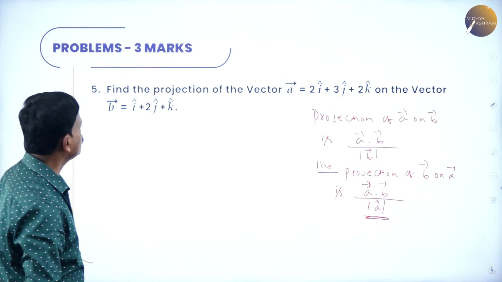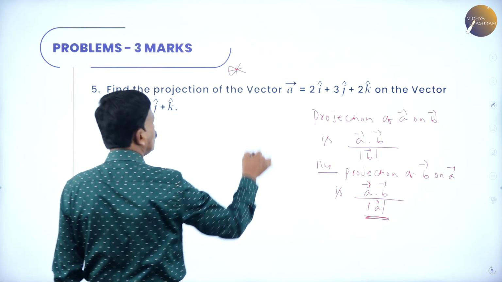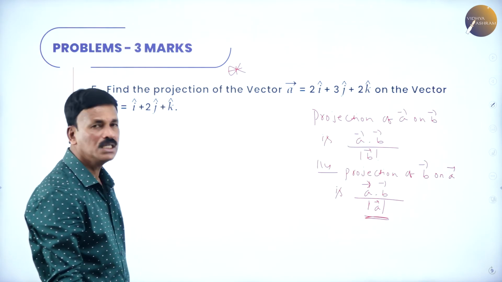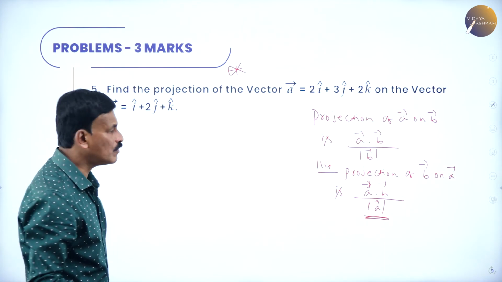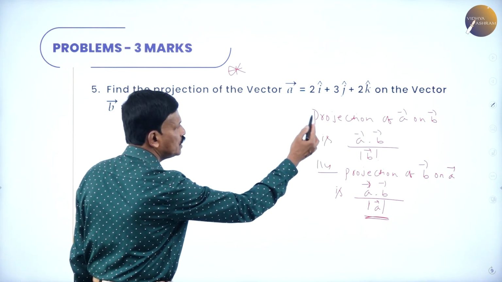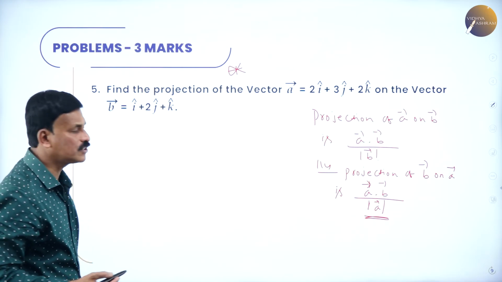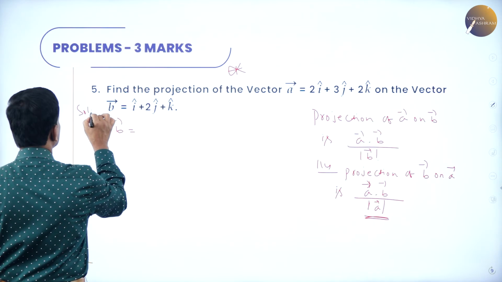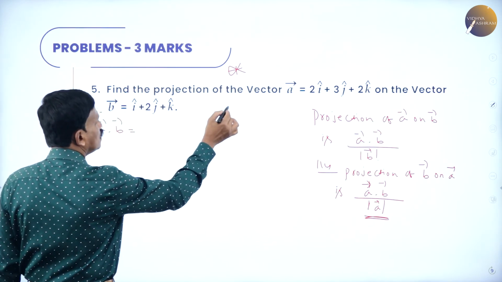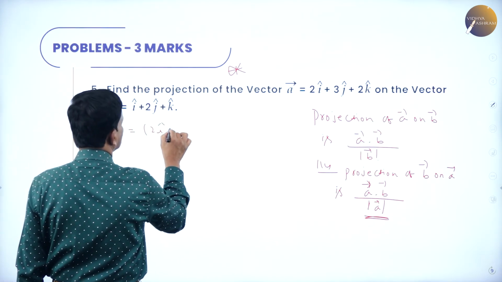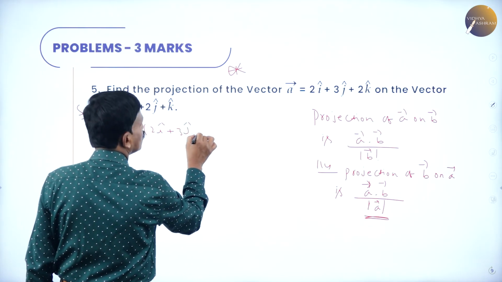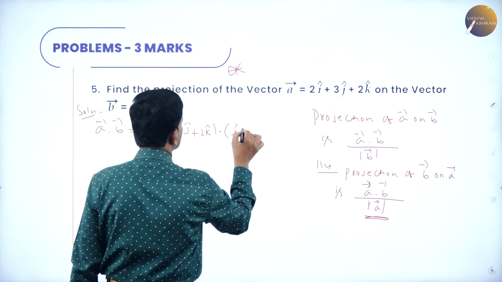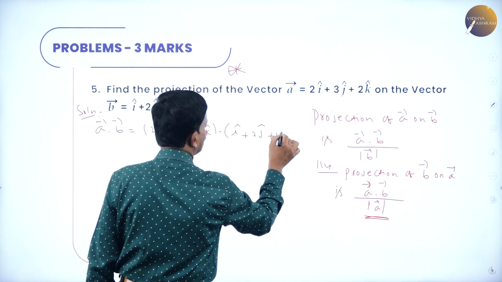Now, what is the problem given? This is also a very important type of problem. Find the projection of vector A = 2i + 3j + 2k on the vector B = i + 2j + k. The formula for the projection of A on B is A dot B divided by the length of B. Let us find A dot B first. A dot B is the dot product of these two: (2i + 3j + 2k) dot (i + 2j + k).